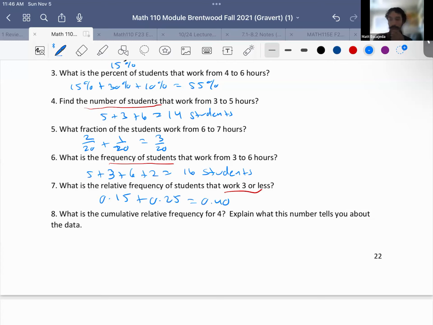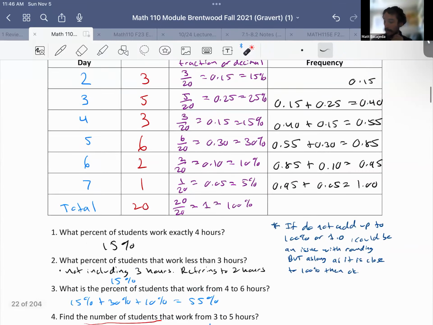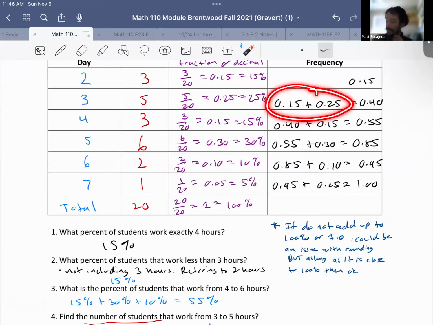Okay, so we added those together, but one thing you also could have done is look at the cumulative relative frequency, and it's also 0.40. Okay, and that's because it's in this weird case where we're just being able to add these two relative frequencies up together, and that would be our cumulative frequency from all the way up to 3.